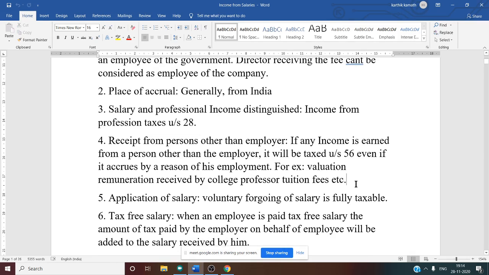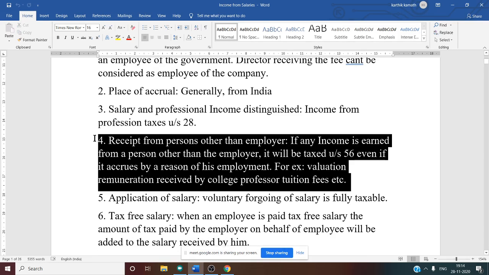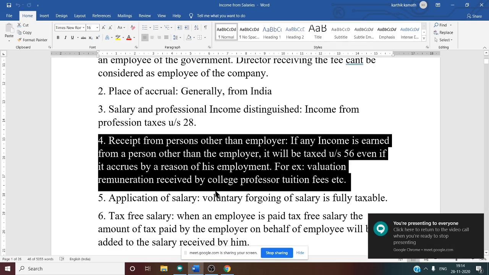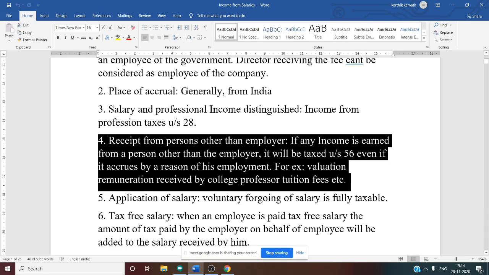Then fourth one is receipt from a person other than the employer. What do you mean by this? If any income is earned from a person other than the employer, it will be taxed under Section 56, income from other sources, that is head number 5, even if it accrues by reason of his employment. For example, valuation remuneration received by a college professor, tuition fees, etc. So this is the meaning of this one.